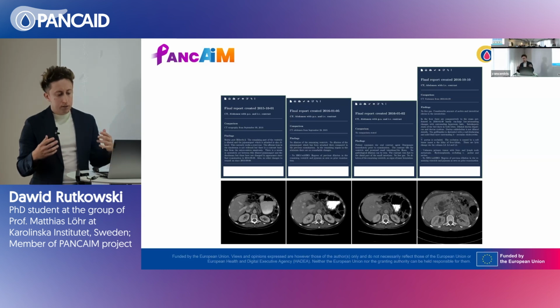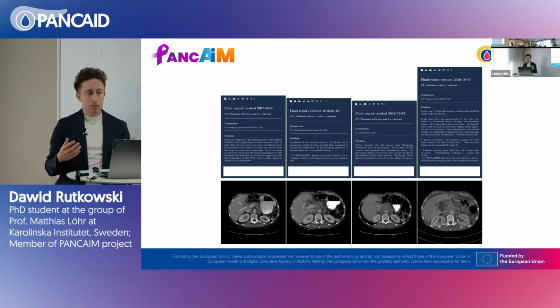So what we try to do in PANC-AIM and with the research at Matthias' lab is develop models which can detect pancreatic cancer, in this case on imaging, not only at the time when the patient has pancreatic cancer, but also at the earlier stages when it might not be so apparent, at least not for some radiologists.